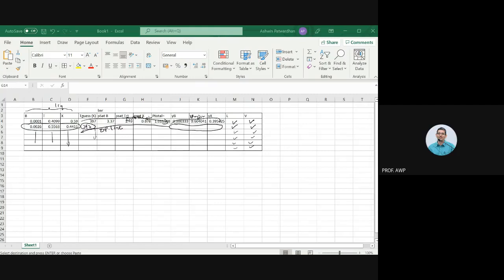Once you have the liquid phase compositions on different trays, plot them in your ternary diagram.